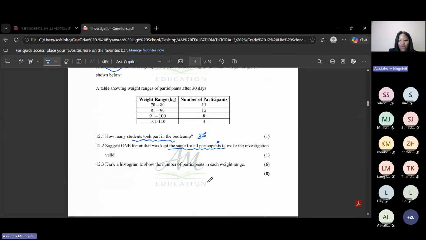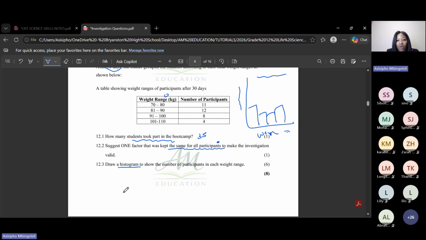Then the other question is asking you to draw a histogram. I'm not going to draw it because of time. But so you know, the weight range will come here, weight range and the units. Number of participants will come here. And then your bars will touch each other. And then you have a heading.